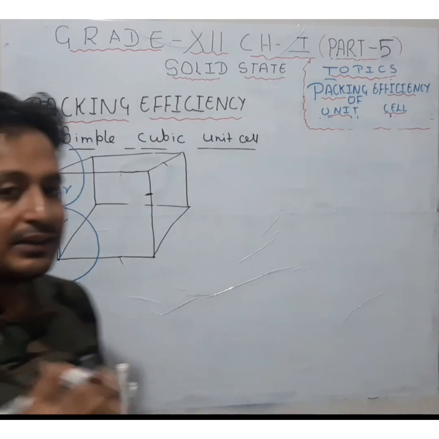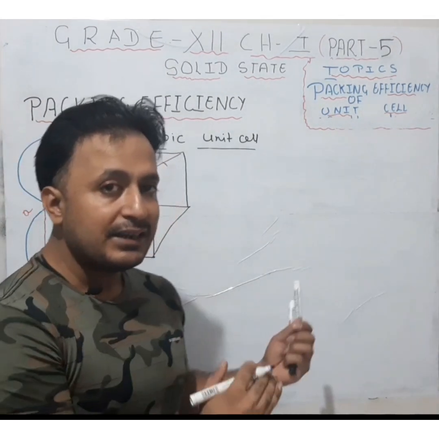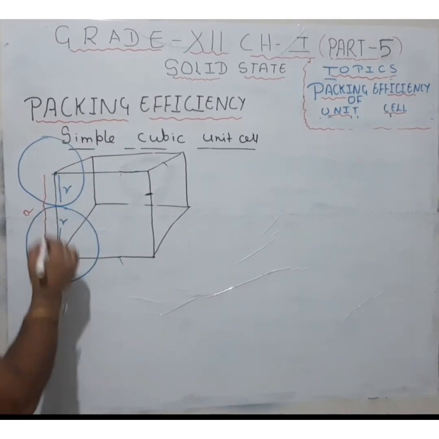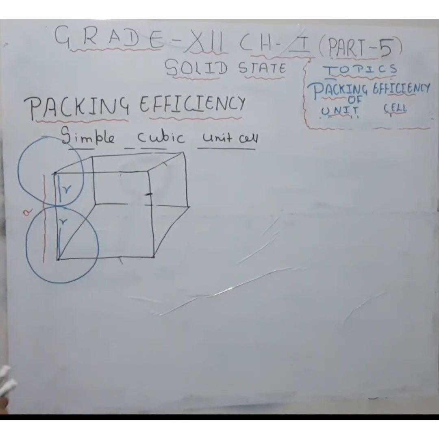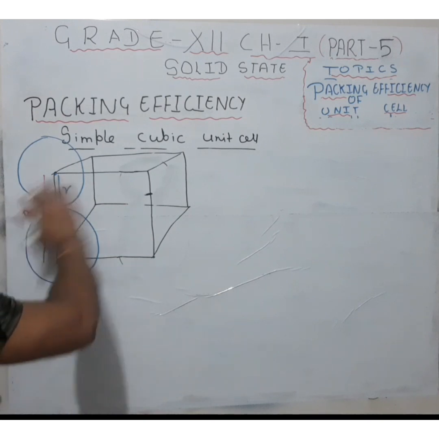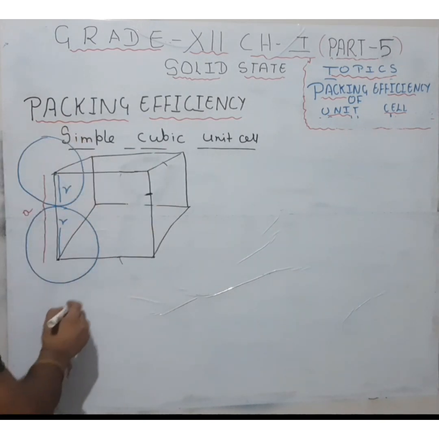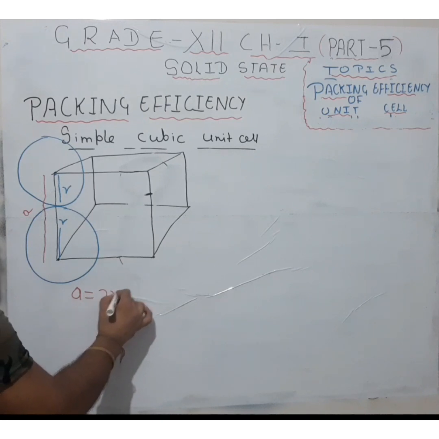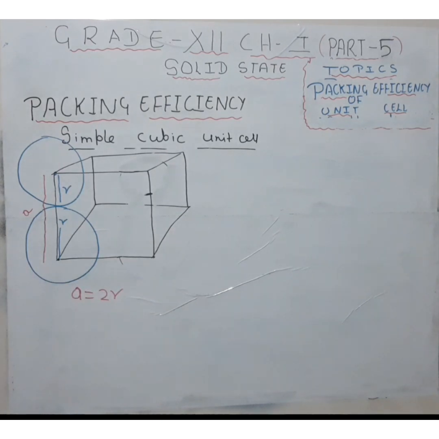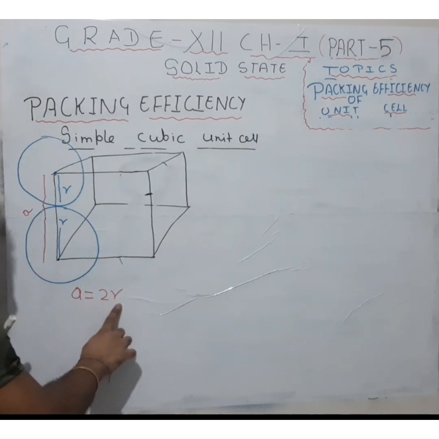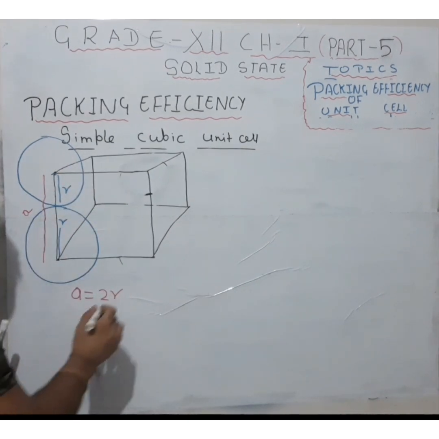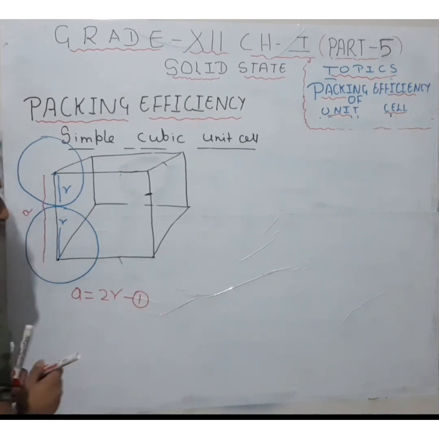Because we need to find the relationship between the edge length and the radius. From this you can observe that the relationship between the edge length of the cube and the sphere radius is A equals 2R in this case. A equals 2R, as R plus R equals 2R. So this can be our first equation.